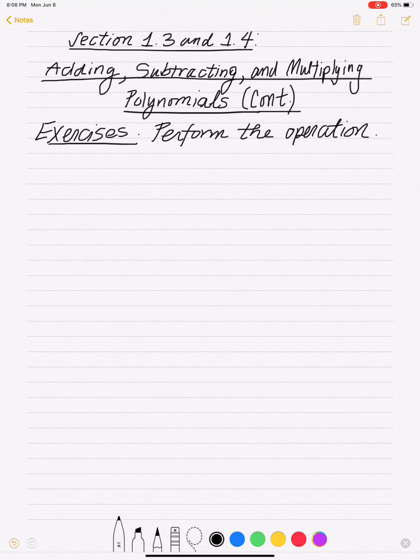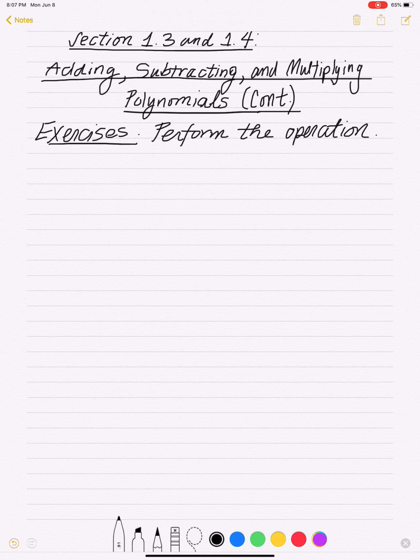So in our last video, we were working with polynomials, right? We were adding and subtracting polynomials. That was section 1.3. And we said we're going to start multiplying polynomials. This is going to be section 1.4. So that's what we want to focus on. We want to focus on polynomials, but multiplying them. So we got some new exercises. Instructions are to perform the operation. We're going to be multiplying.